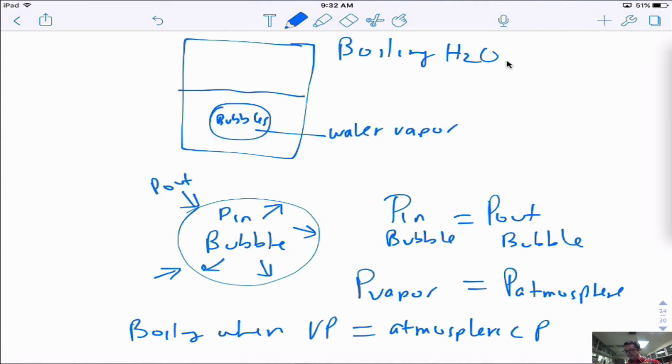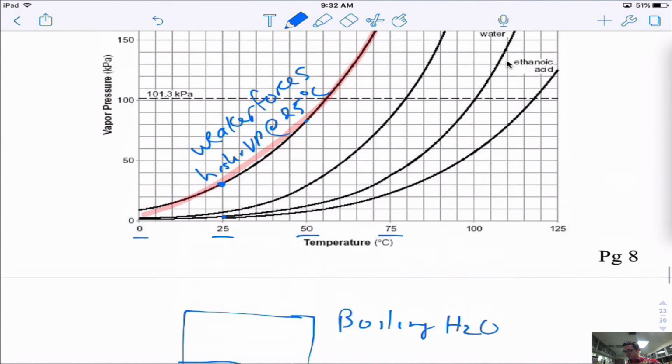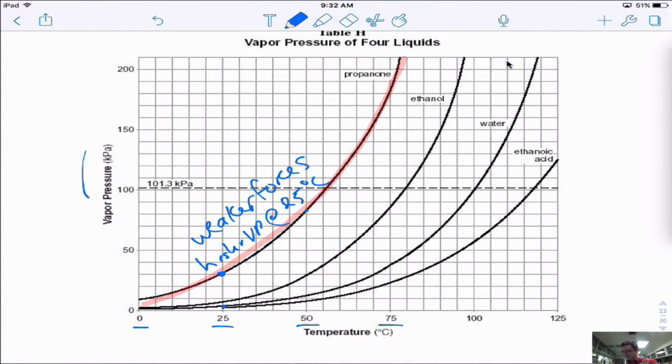If we go back to this graph up above here, you can think of this as, instead of vapor pressure, if you think of this as atmospheric, this becomes a boiling point curve. Water, we can look at its boiling point. Water normally boils at 100 degrees Celsius when the pressure is standard.